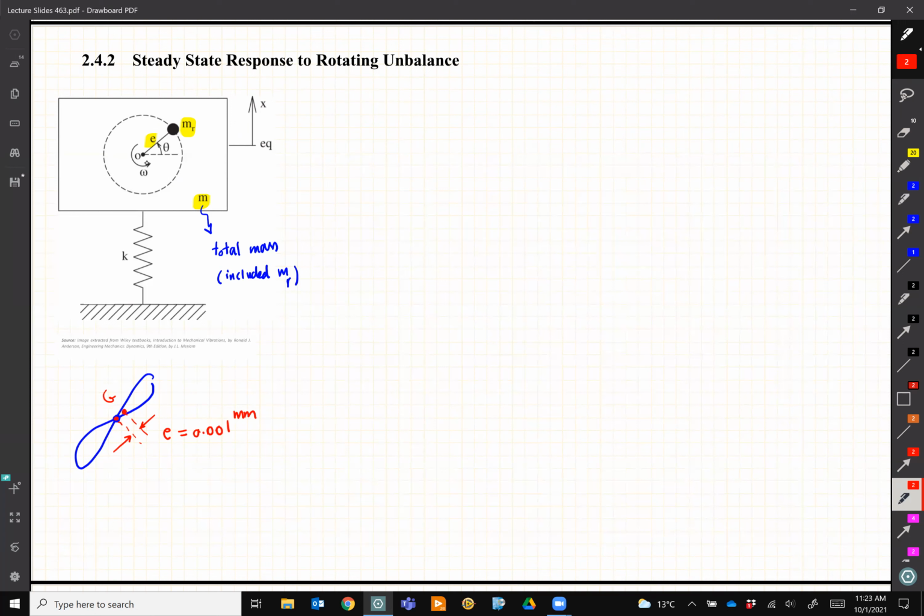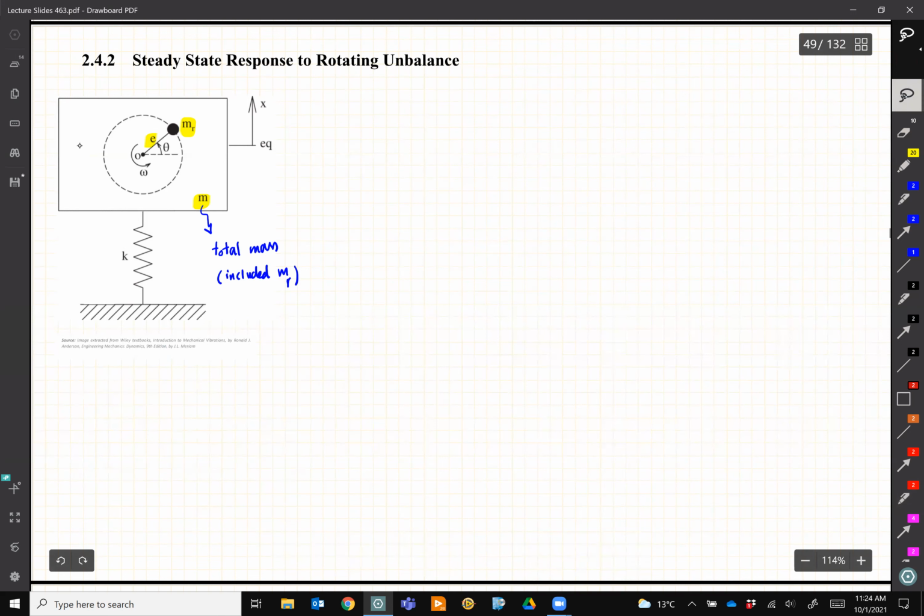If we are really, really good, we go with a very expensive, let's say, investment casting for this propeller, still we get some distance e. So it's inevitable and we're going to have it. For some machines it's bigger, for some it's smaller. So for just the sake of discussion, I show this e as large, but it can be very small.